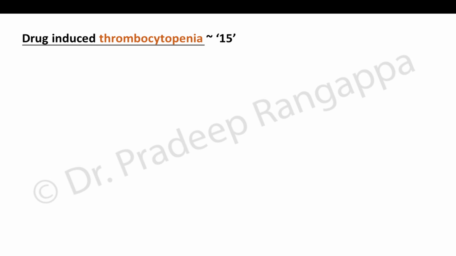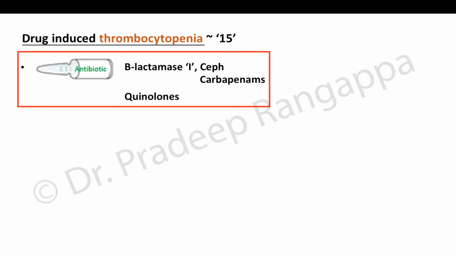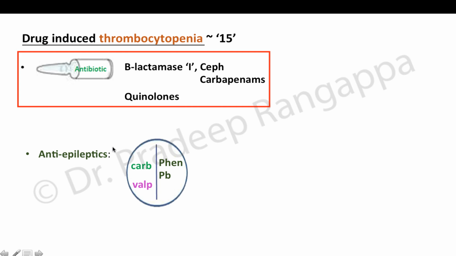So what about drug-induced thrombocytopenia? I think there are around 15 drugs. Antibiotics remain the commonest cause of thrombocytopenia: beta-lactamase inhibitors, cephalosporins, carbapenems, and quinolones. I think all of these can cause thrombocytopenia. And anti-epileptics are another group, like carbamazepine, valproate, phenytoin, or phenobarbital. So these can also cause it.